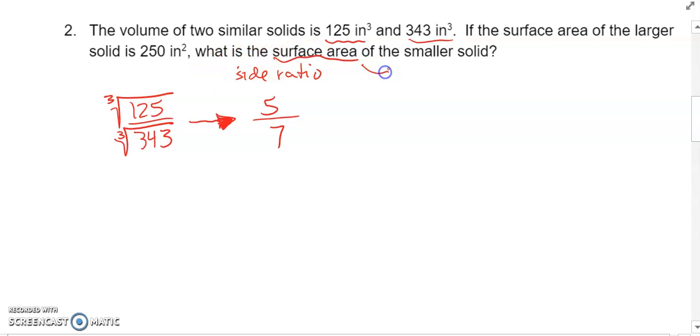All right, from there, what we can do is, they want to know about surface area, and surface area is going to be squared units. So we want to go ahead and figure out what's the ratio of the surface areas, or of the areas, and we can use this side ratio. Essentially, we just take the side ratio and square it, and that'll give us the ratio of the surface areas. So this side ratio squared is going to be equal to 5 squared, which is 25, over 7 squared, which is 49. So this gives us the ratio of the areas.